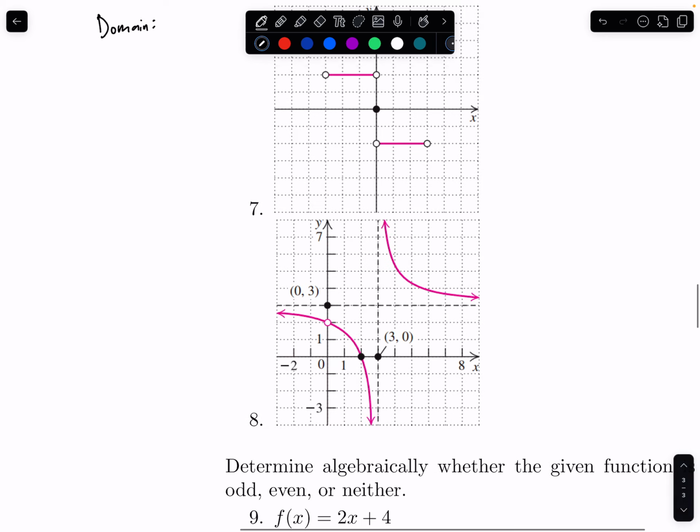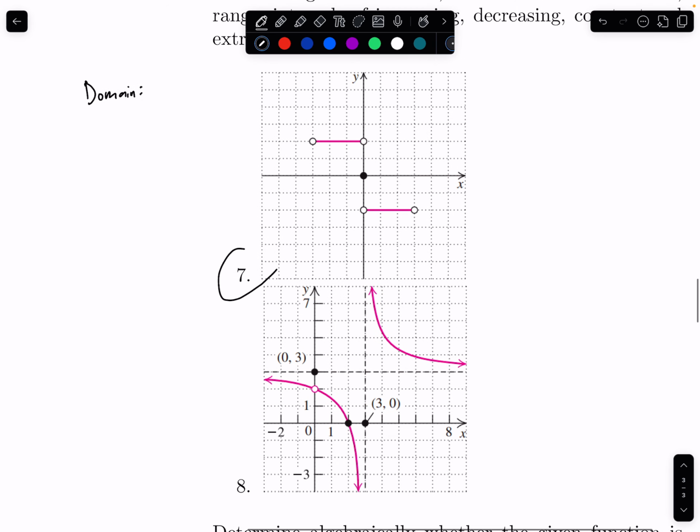So the domain is all the possible x values, right? So looking at my picture here, this is for number 7, this graph right here. The farthest to the left that it goes is -3. Here's -3 right here, right? And it's not included because this is an open circle. So that's going to be -3 on the left. And then everything in between, 0 is also included because there's a point there. And then to the right up until I get to +3. So -3 to +3 is the domain.